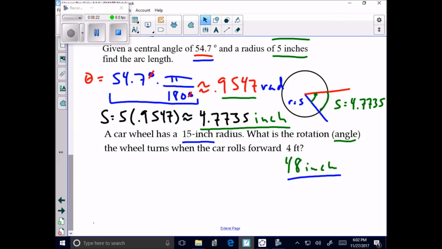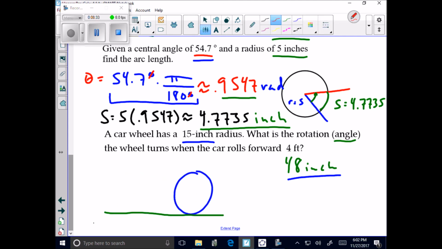So if we're thinking about a car tire rolling across the ground, really we can see that as the tire rolls across the ground, we're seeing the distance that the tire covers as really the amount of the tire's perimeter that has made contact with the ground, right? So right here, the arc length is equal to the distance traveled, right? So that's how we want to think about that 48 inches when we're coming up with the amount of rotation that the tire has done to cover that 4 feet or that 48 inches. So why don't you guys go ahead and give this one a shot, and we'll come back and look at it together in a second.